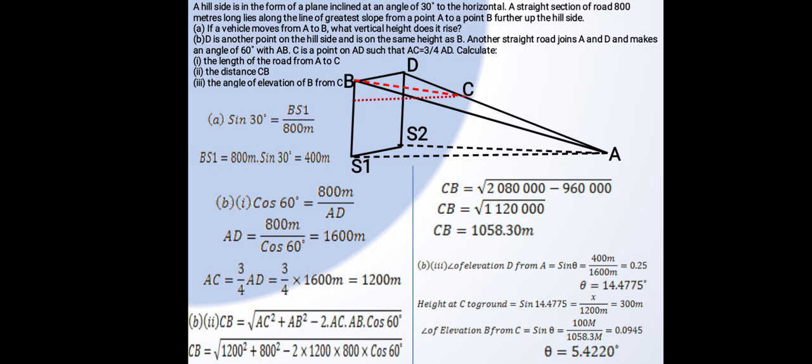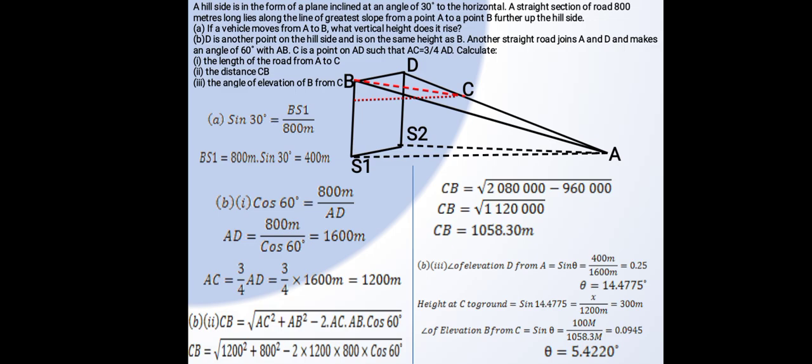But now to get CB, we shall have to take the square root of AC squared plus AB squared minus 2AC times AB cos 60. Now evaluating the value there, you get CB is 1058.30 meters.